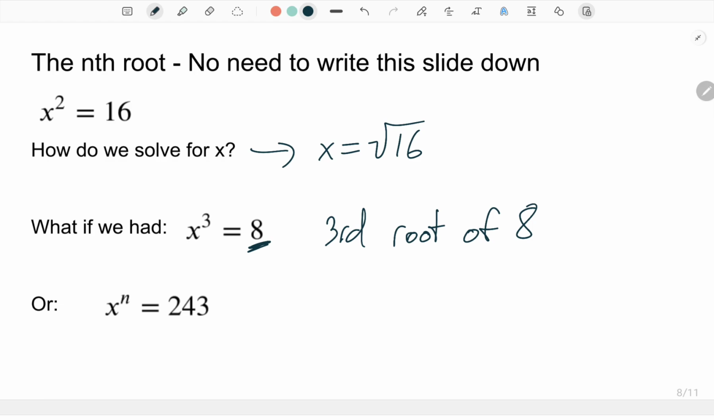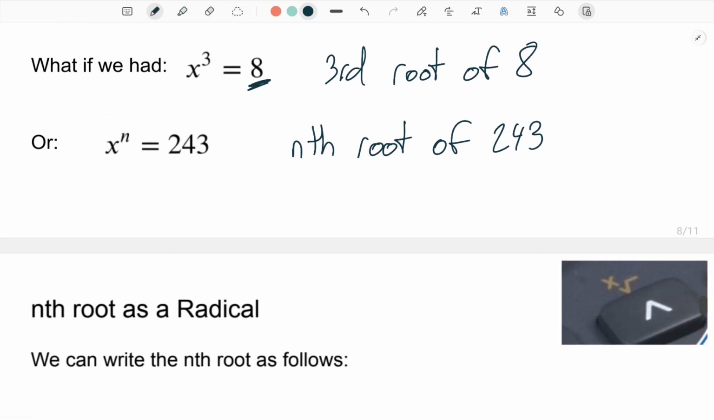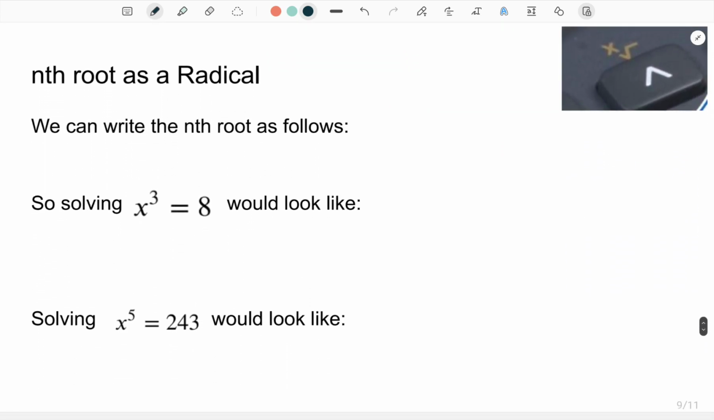Or let's say we have the exponent n, whatever that number is, just take the nth root. So what number multiplied by itself n times gives you 243? That's the goal with these. So what kind of notation can we use for these other roots? Like, how do we know if we're taking the third root? How do we know if we're taking the nth root? So let's just go through that.